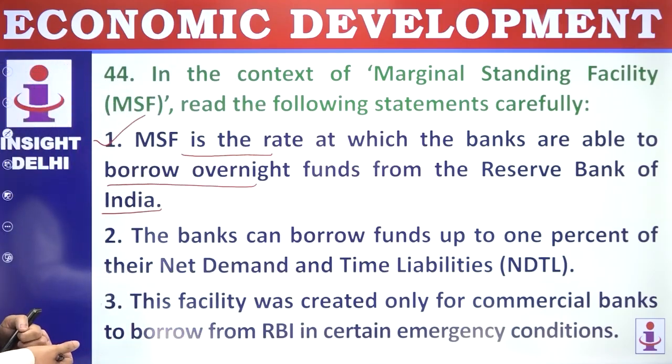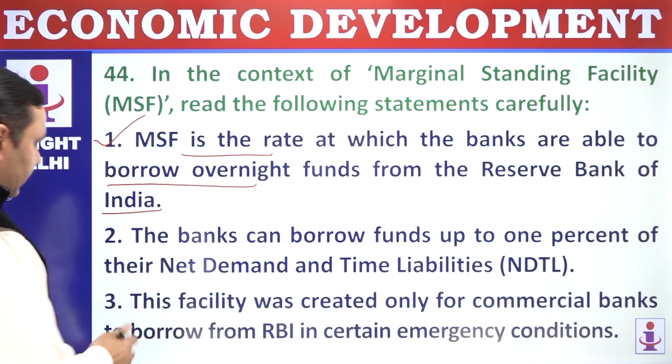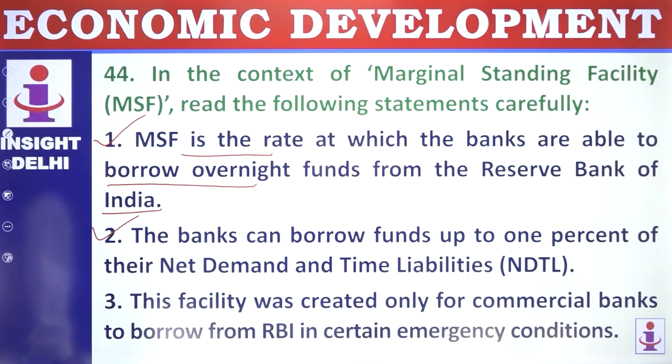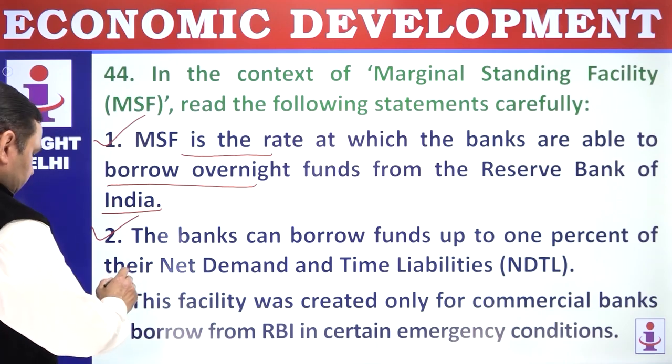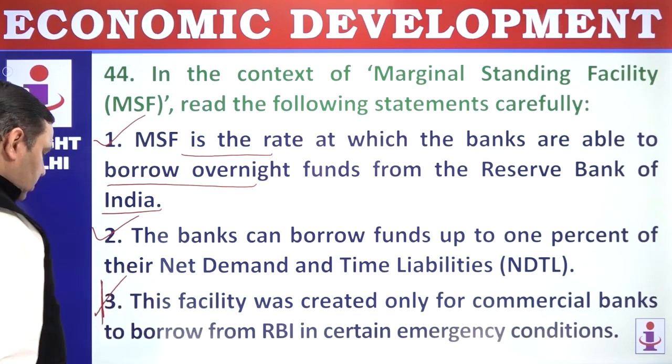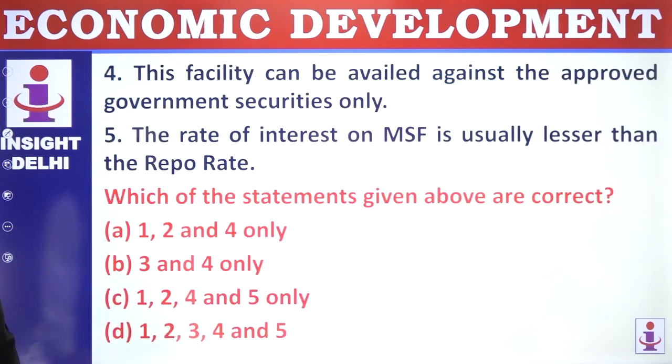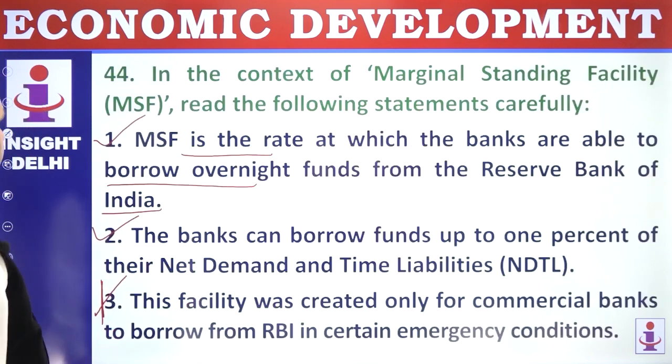The banks can borrow funds up to 1% of NDTL, that's correct. This facility was created only for the commercial banks to borrow from RBI in certain emergency conditions. Notice, commercial banks, non-commercial banks also can borrow it. So that is wrong here. So 1 and 2 are correct, 3 is wrong.